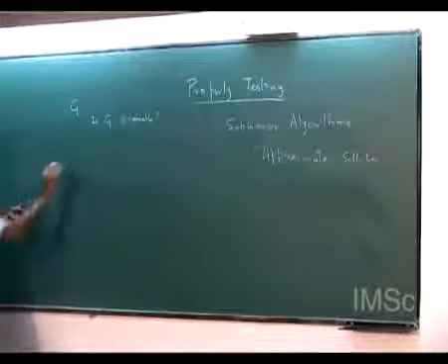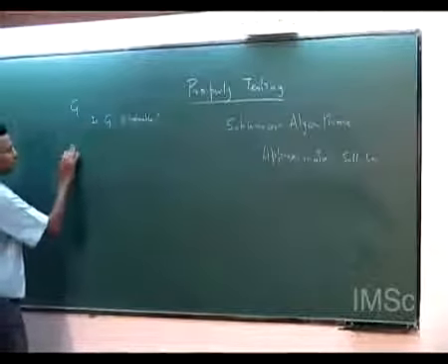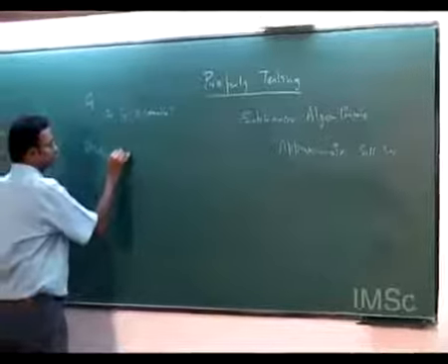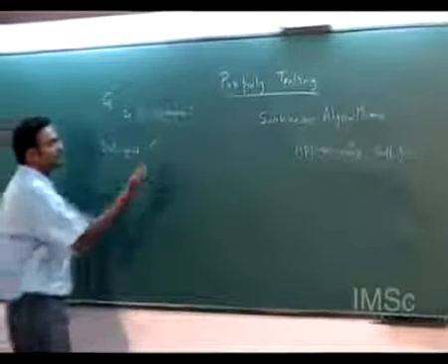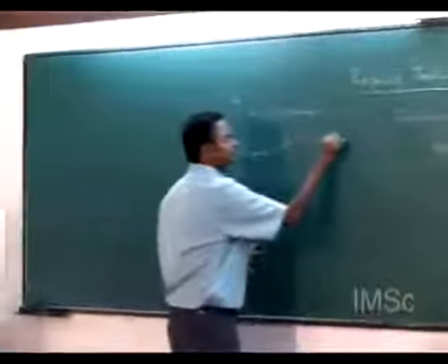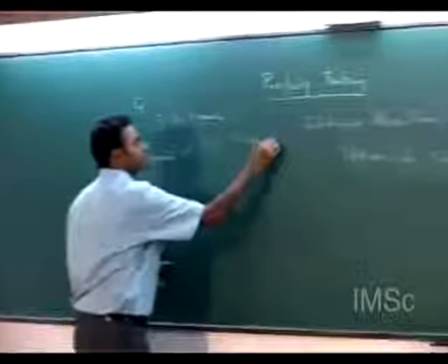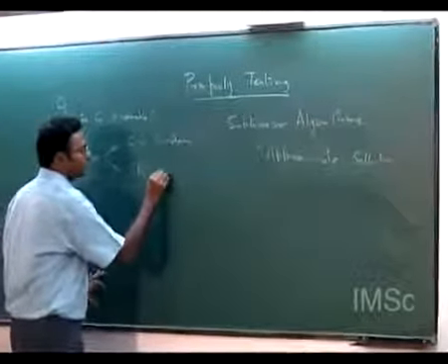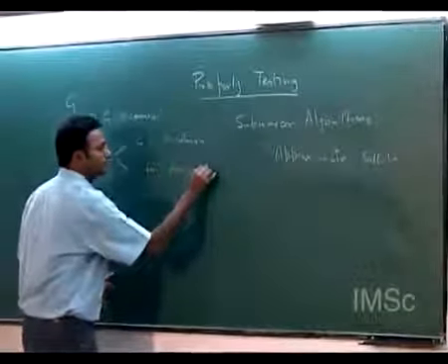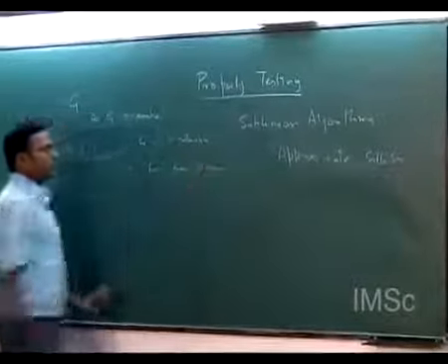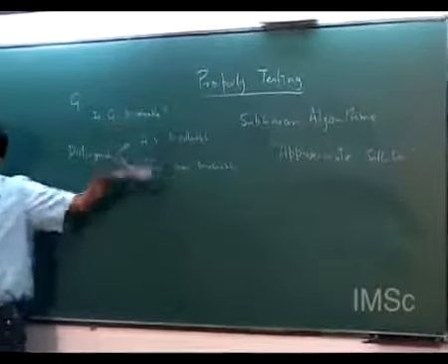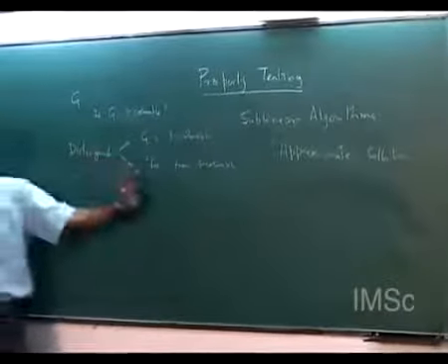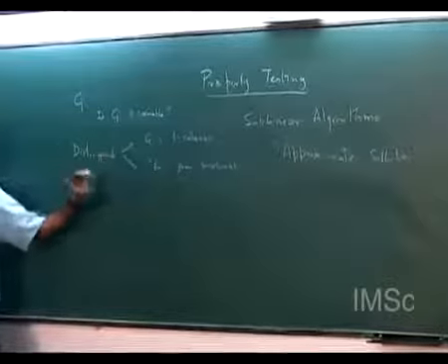So, let me just write down here. We want to distinguish between these two cases. The first case is that G is 3 colorable, and the other one is that it is far from 3 colorable. Here I have not specified the whole definition yet. I will go over some examples and then I will give you the exact definition of all of these things.